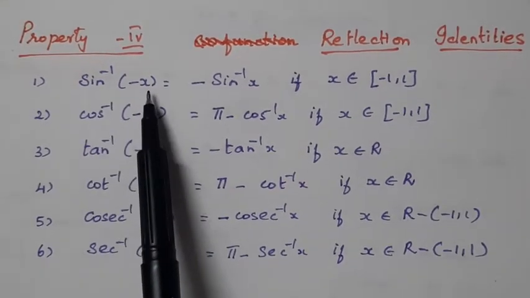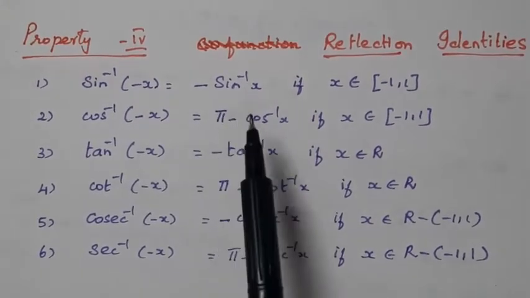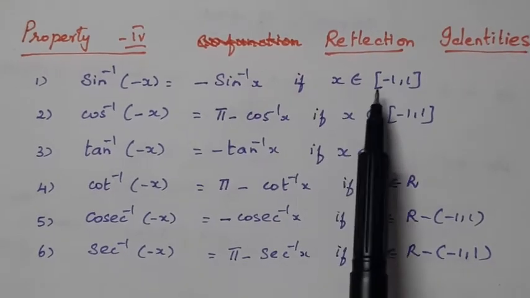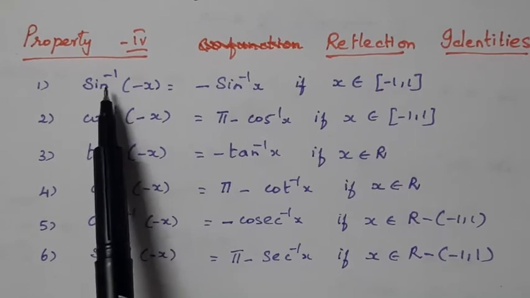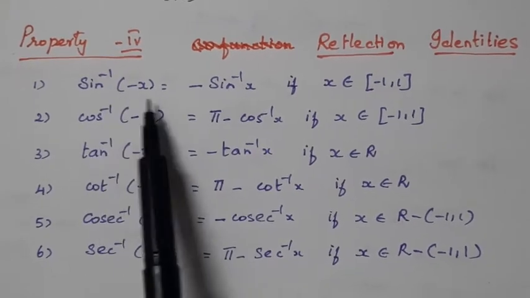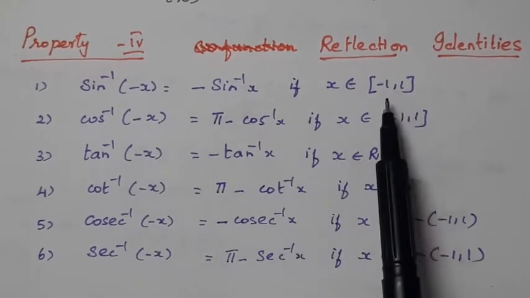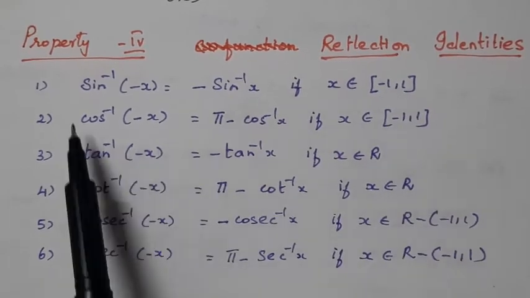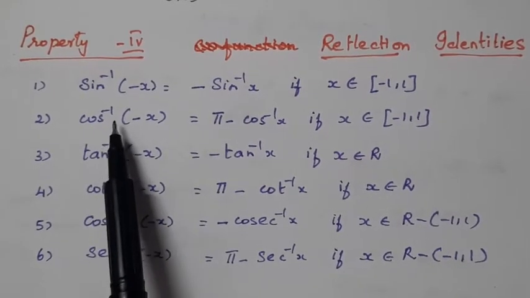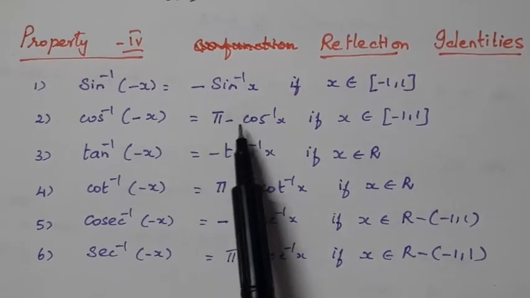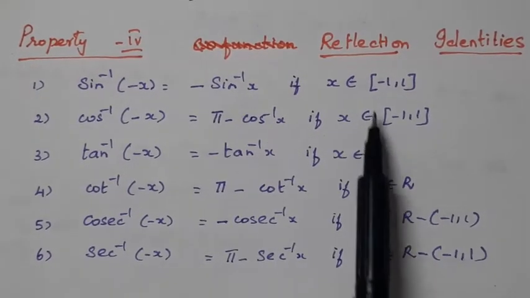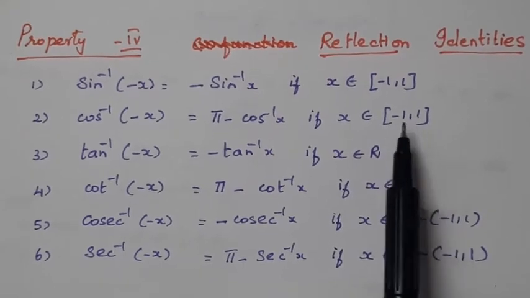Sine inverse of minus x is equal to minus sine inverse of x if x belongs to the closed interval minus 1 comma 1. Here sine inverse is a function, so x should belong to its domain, which is minus 1 comma 1. Likewise, cos inverse of minus x is equal to pi minus cos inverse of x if x belongs to its domain minus 1 comma 1.